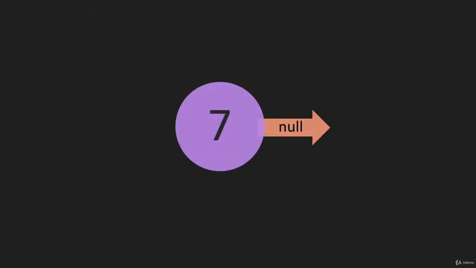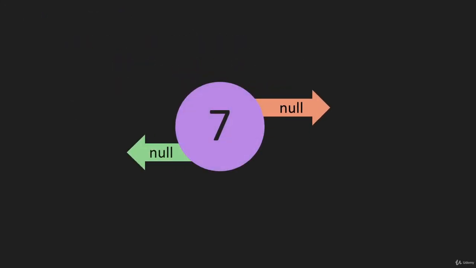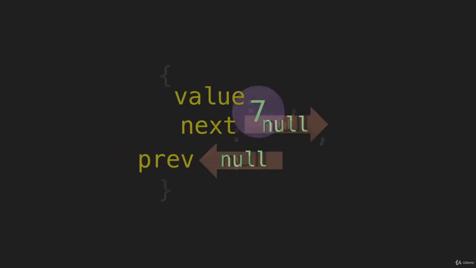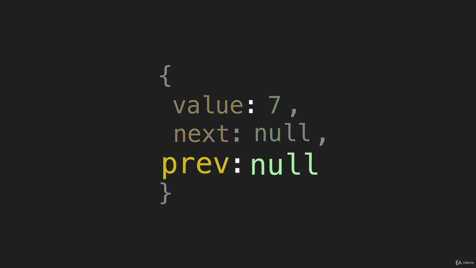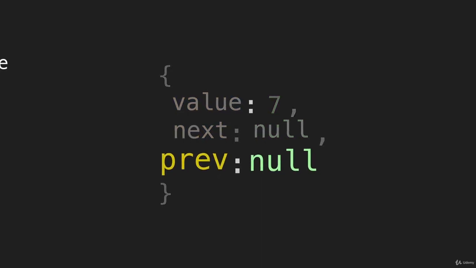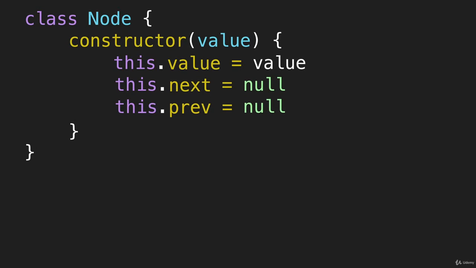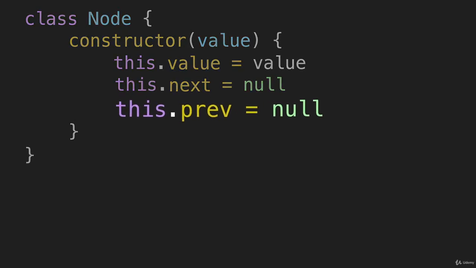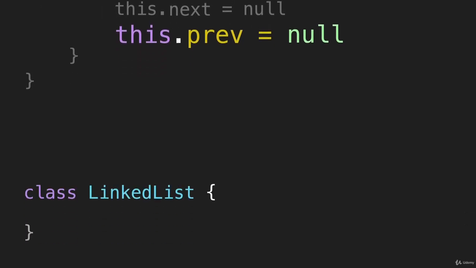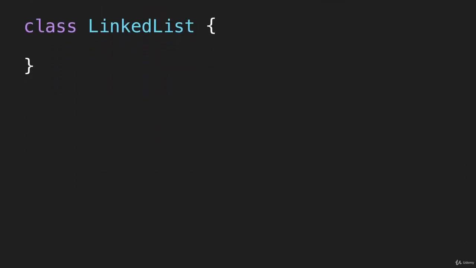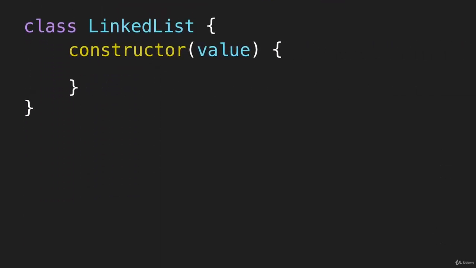So let's convert this back into a node and now a doubly linked list node. This is just going to have value and next and previous. The only difference being the previous value. So our constructor is going to look like this, and the only difference in the constructor is going to be this line.